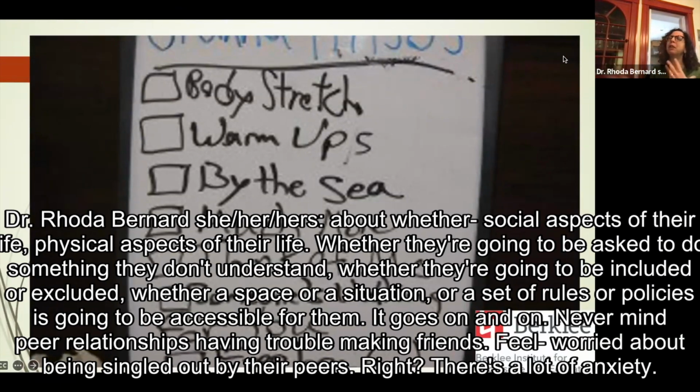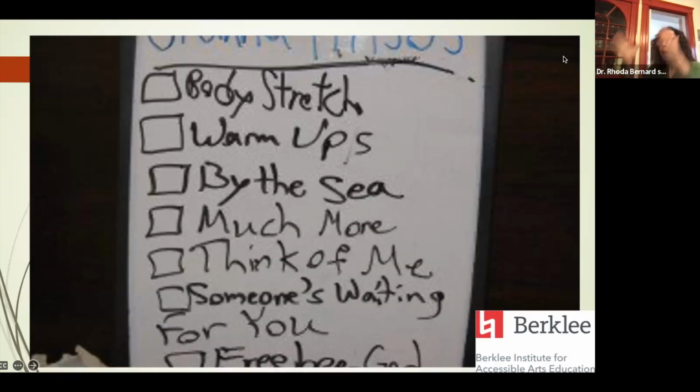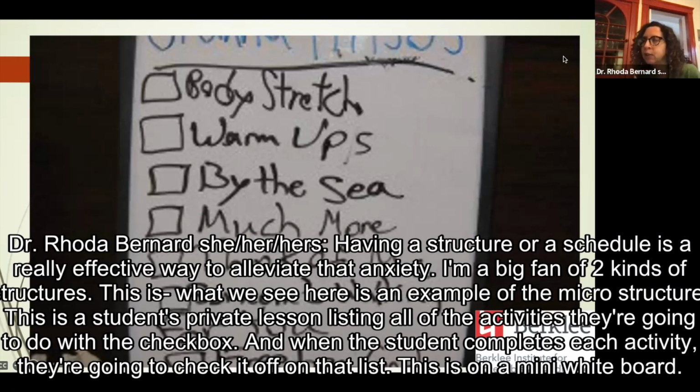Never mind peer relationships, having trouble making friends, feeling worried about being singled out by their peers, right? There's a lot of anxiety. Having a structure or a schedule is a really effective way to alleviate that anxiety. I'm a big fan of two kinds of structures. What we see here is an example of the microstructure. This is a student's private lesson listing all of the activities they're going to do with a checkbox. And when the student completes each activity, they're going to check it off on that list.